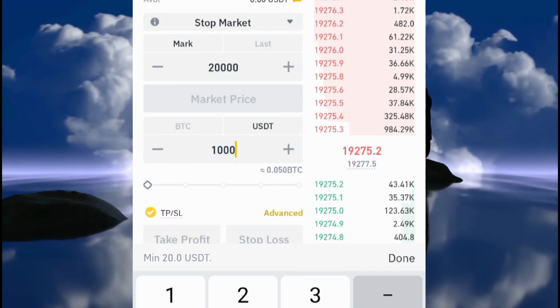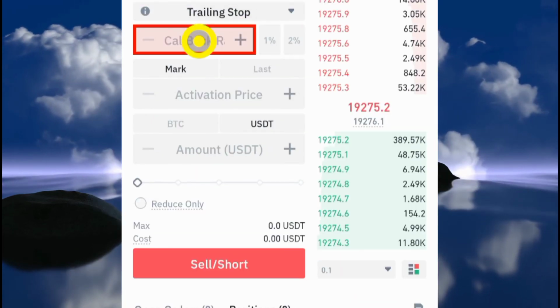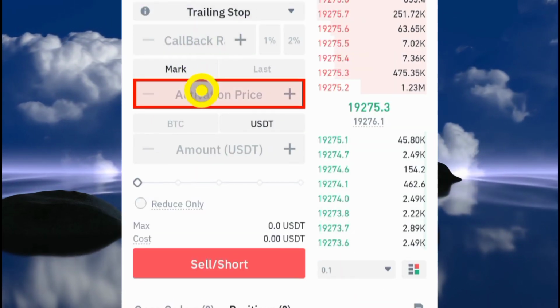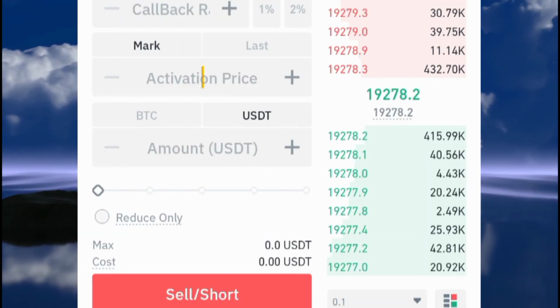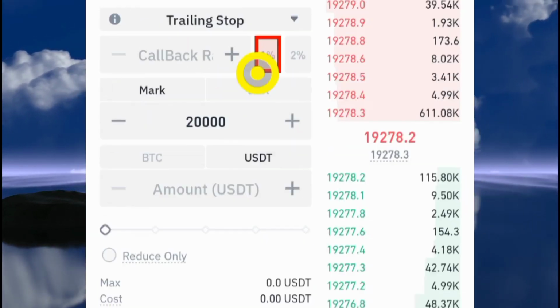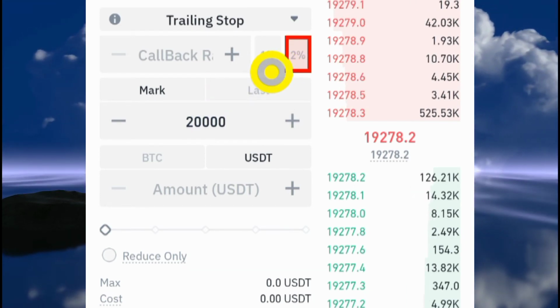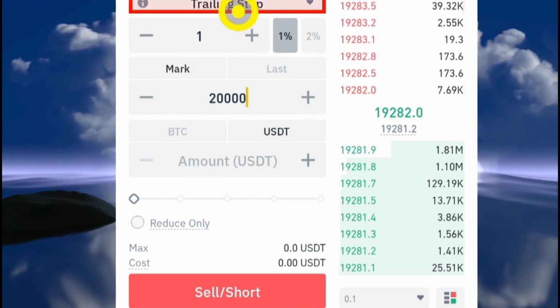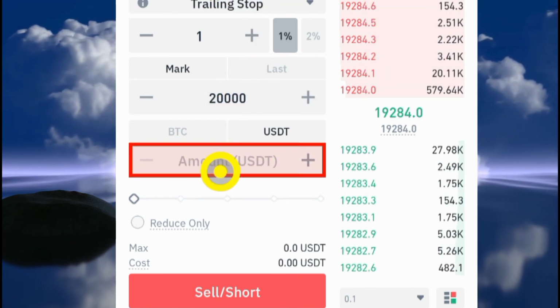And the next one here is the trailing stop, right? So before I explain this, let's put in our values. We bought at 19,000, so I want to put an activation price of 20,000, and then you can see 1%, 2%. I want to select 1%. So when you select this, basically what you're telling Binance is, hey, I bought Bitcoin at $19,000.